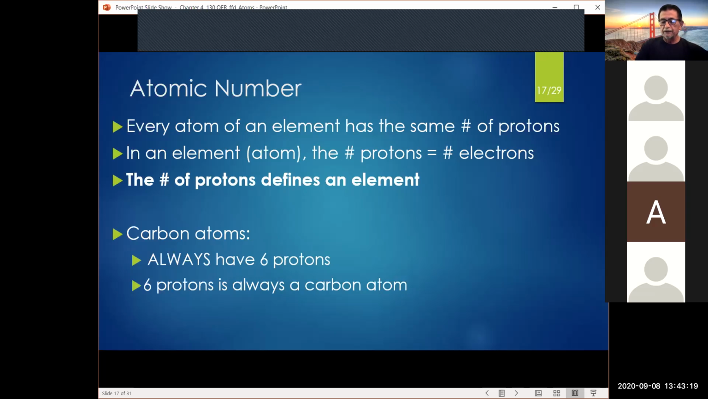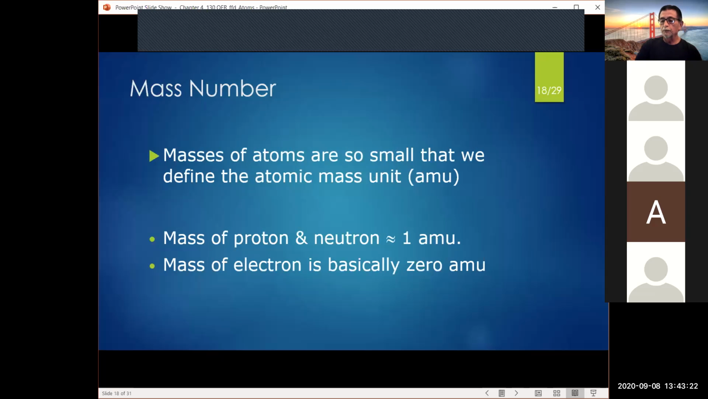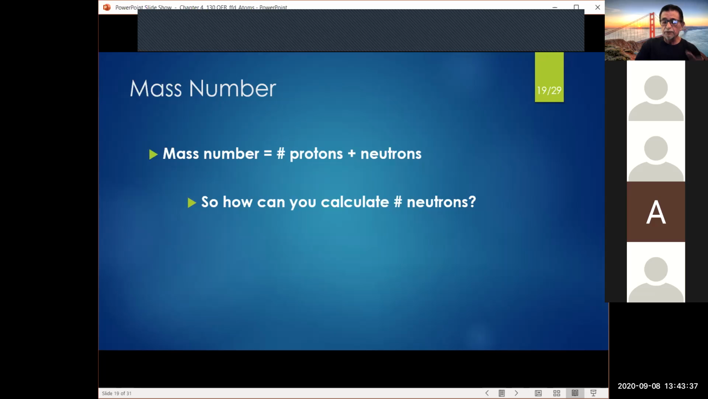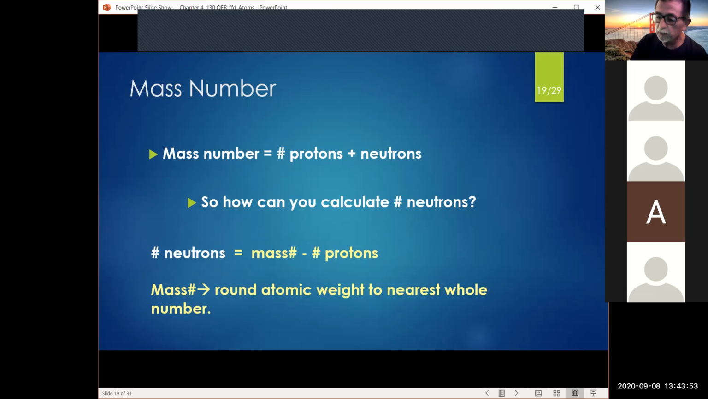Okay, so carbon always has 6 protons. And when it's neutral, it always will have 6 electrons. And it would always have 6 neutrons, okay? So, mass number is made up of protons plus the neutrons. Now this slide here talks about what I just told you. To figure out the neutrons, we got to figure out the mass number, and we get the mass number because all we got to do is round up the atomic weight that you're given on the periodic table to the nearest whole number, okay, and subtract the number of protons, which is the atomic number.